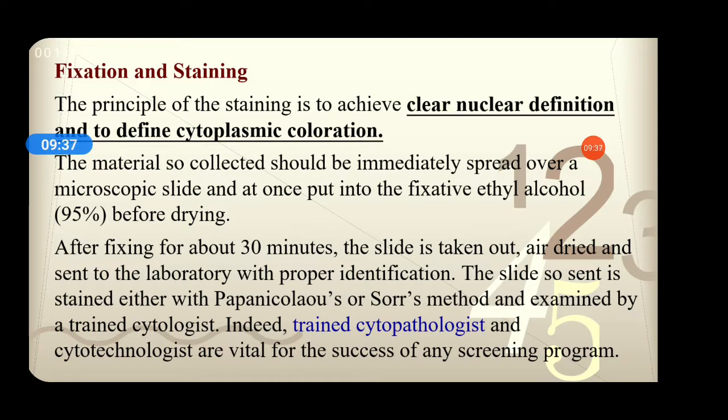So after collection, you have to take a glass microscopic slide and spread the sample. That means you have to make a smear of it. Spreading a sample over a glass slide is called preparation of a smear. So you have to prepare a smear, and then put it into the fixative, ethyl alcohol 95%, before drying.